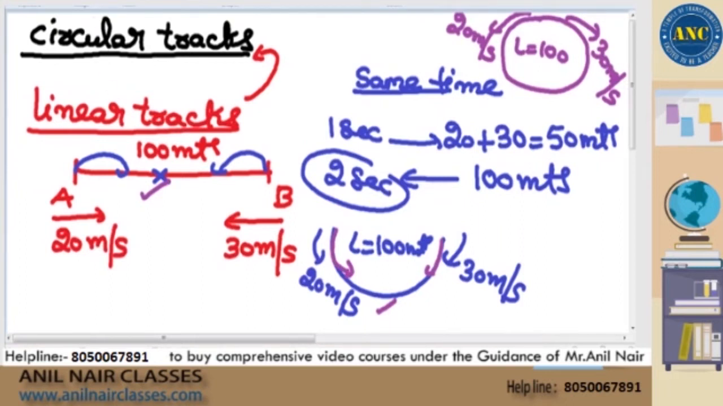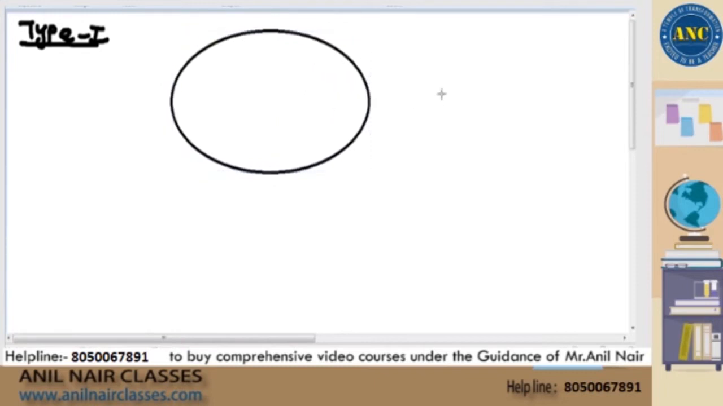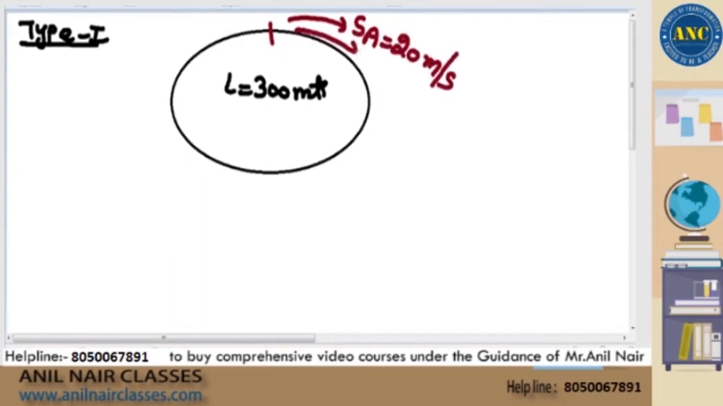Now type 1. This is an introductory slide. Now see here, I will go according to the type. Type 1, there is a circle. Let us assume the length of the circular track is 300 meters. Assume this is the starting point. There are two people, A and B. A is going at 20 meter per second. B is going at 50 meter per second.